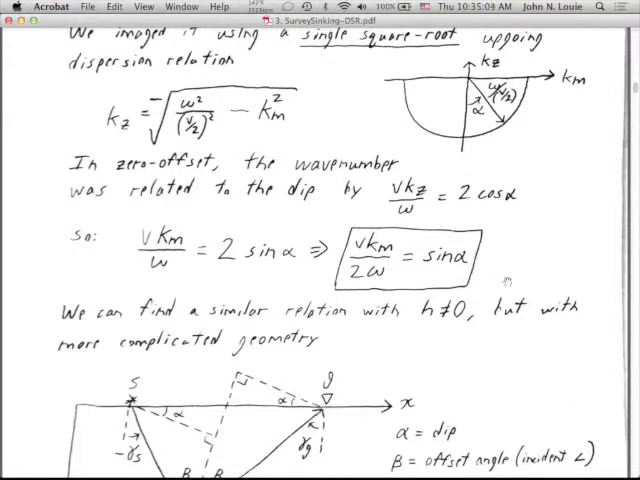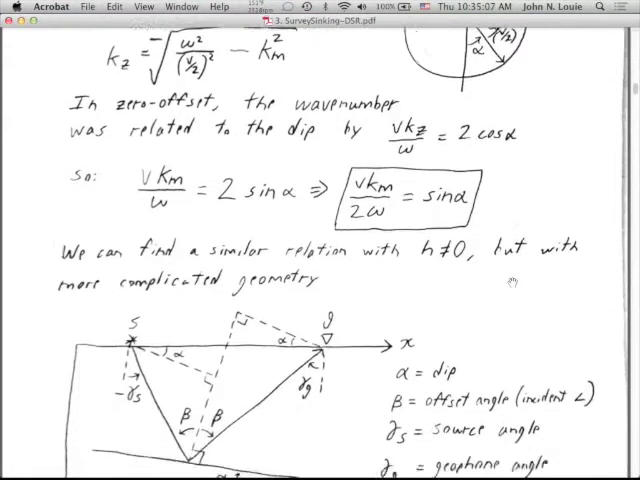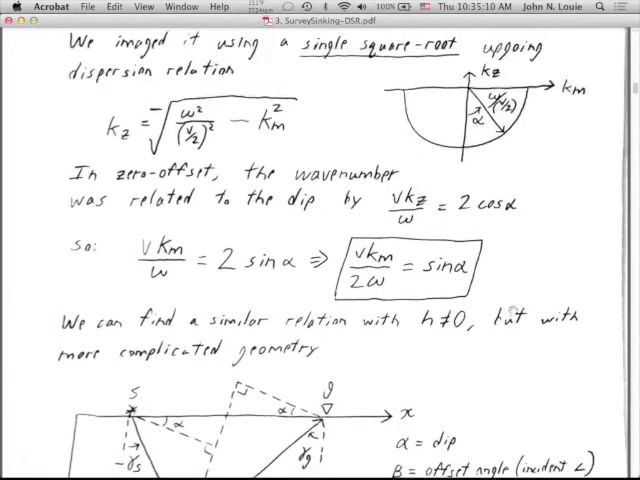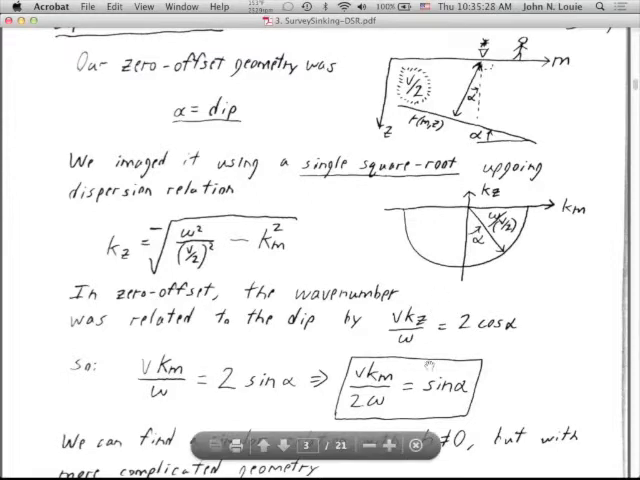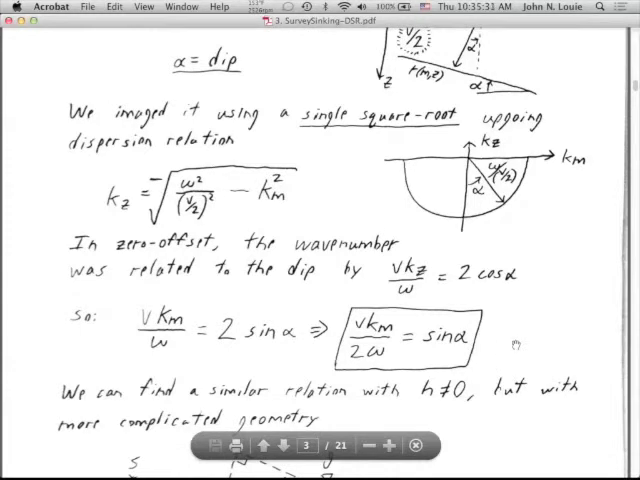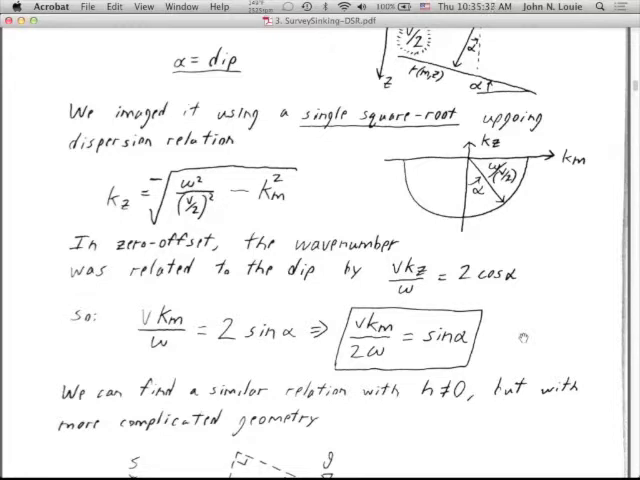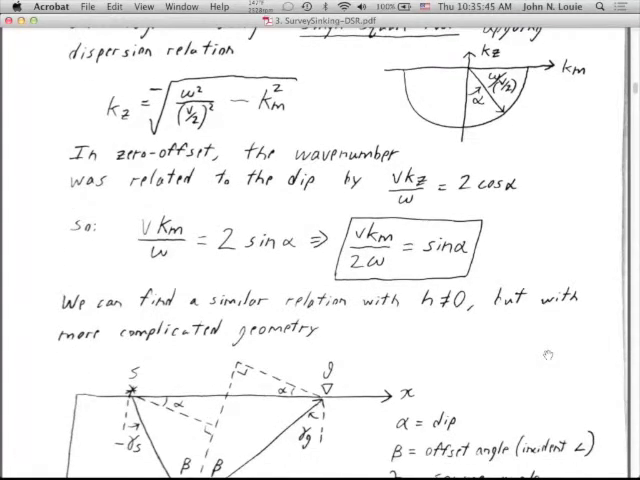VKM over 2 omega is equal to sine alpha. What this is telling us, with this alpha being also the angle of propagation, the dip being the same as the angle of propagation, is that we take a 2D data set, in terms of M and T, and we do a 2D Fourier transform on it, like for a Stolt migration. And where do we find the dip?